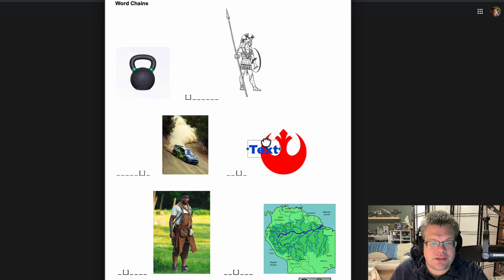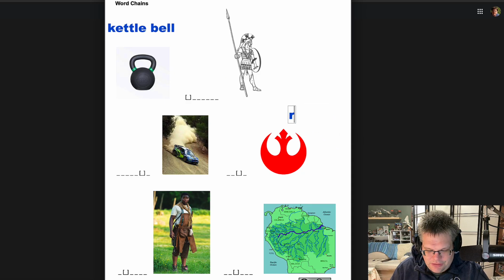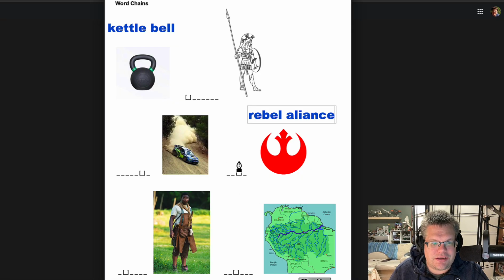Next, I start looking at what is going on with these images. I see that this is a kettlebell. I recognize over here that this is the Rebel Alliance logo. I don't know who this fellow with the apron is. There's a map here. There's a car, and this is one of those places where images can be really tricky. Is this a specific car? Is this car doing something? I don't know, and I'm going to have to try and figure that out, presumably to get the puzzle solved, before I even know what's going on.